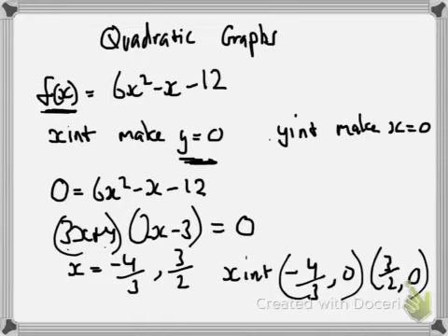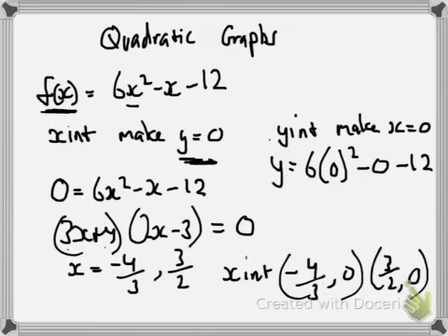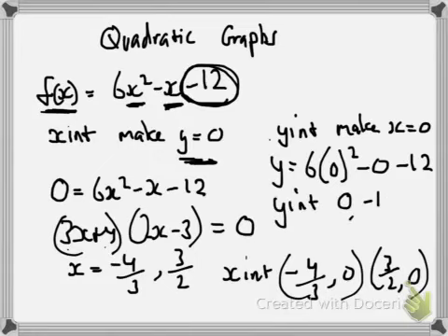For the y-intercept, we're going to make x equal 0. So basically y is going to equal f(x) = 6 × 0² − 0 − 12. After a while you'll soon realise that, as soon as you put x = 0 into this original equation, you're really only going to be left with that number out by itself. So the y-intercept is going to be (0, −12).